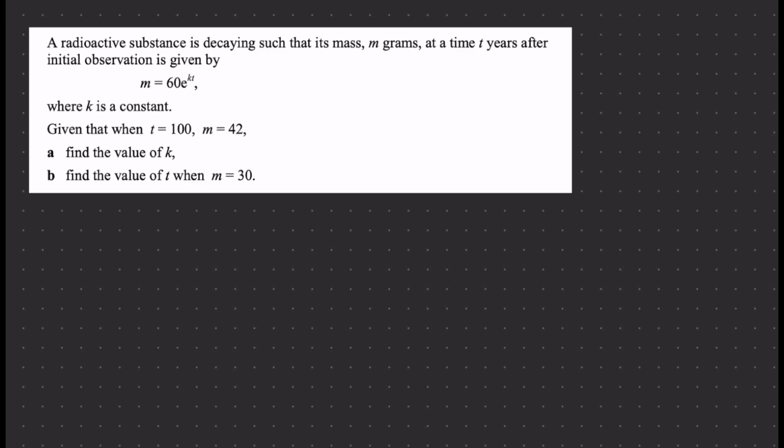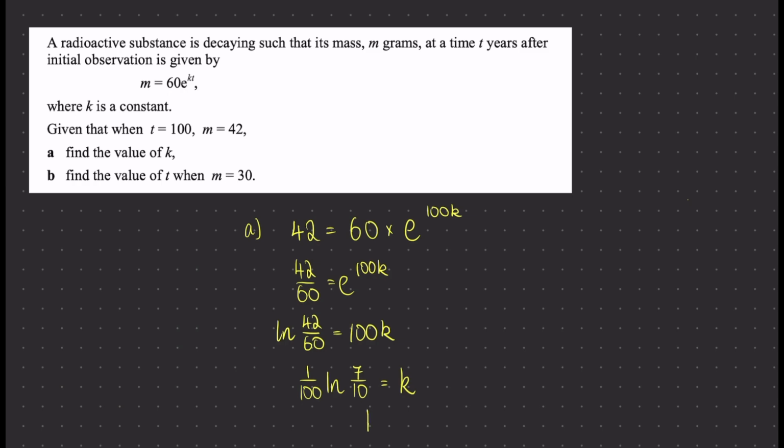In this case, we are given a pair of numbers, t equals 100 when m equals 42. All we have to do is substitute those into our equation, and now we're going to solve this by dividing both sides by 60, taking the natural log of both sides, and dividing both sides by 100. Let's convert that into a decimal, so k is minus 3.567 times 10 to the minus 3.